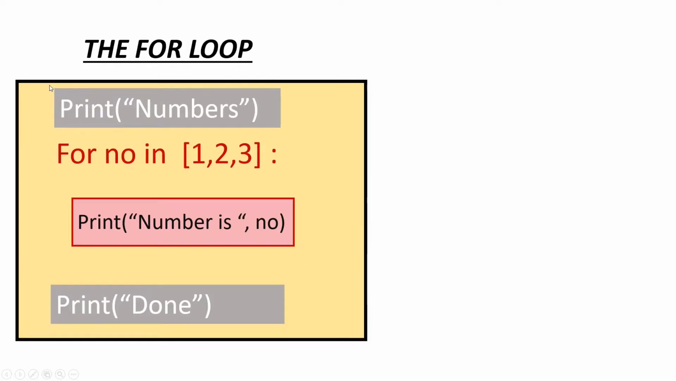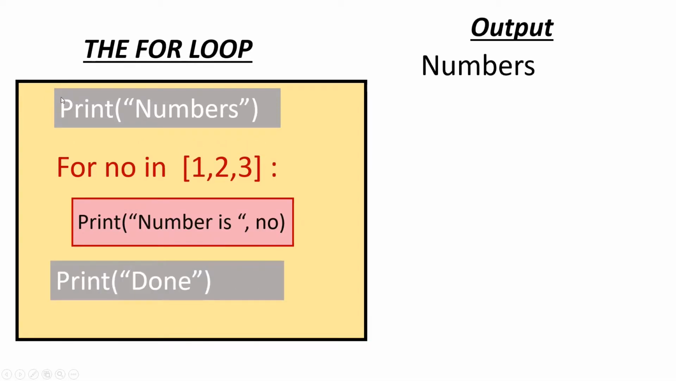First thing, starting from the start, firstly print numbers. So numbers will be printed, then this for loop will be entered. So firstly no will take the first element value. No is becoming 1. Then as soon as no becomes 1, we go inside this code and this is run. So what is printed? Number is no, whatever value no is taking.